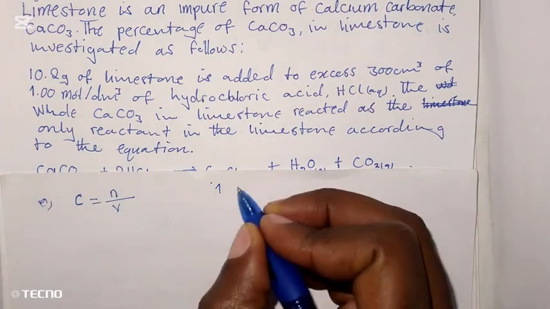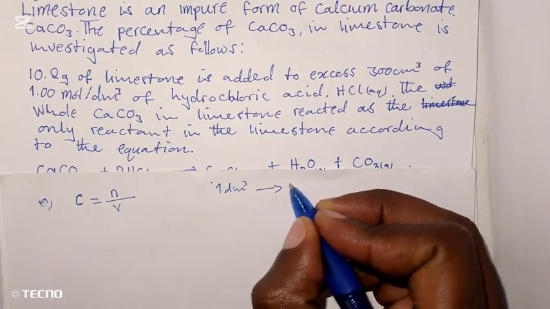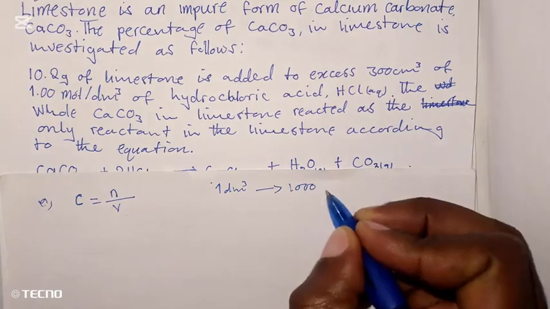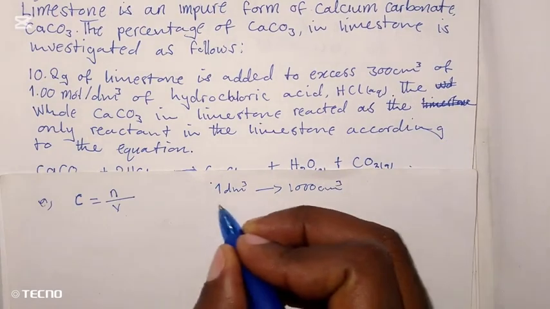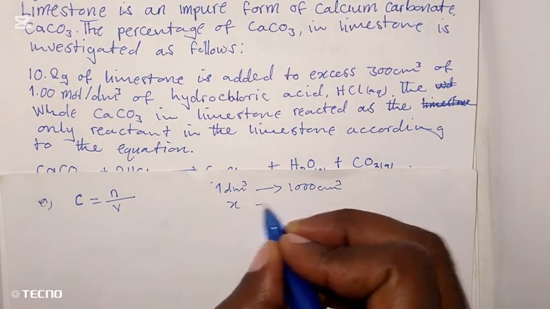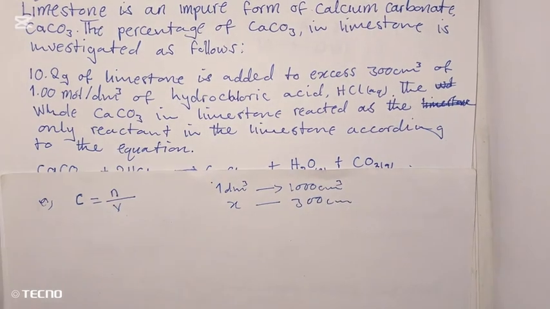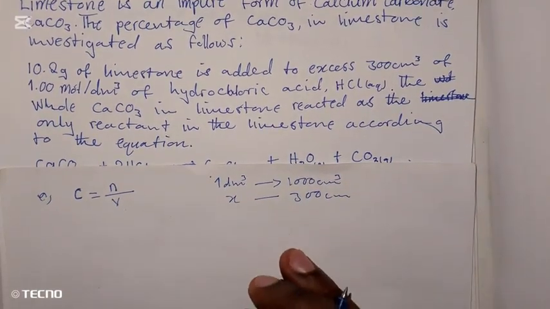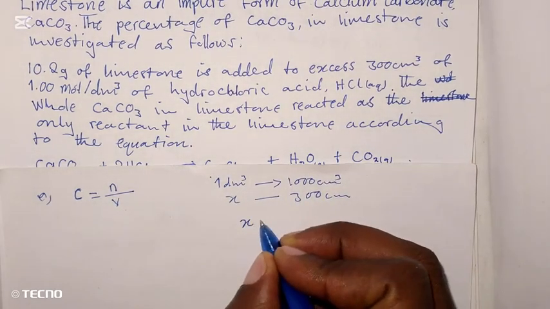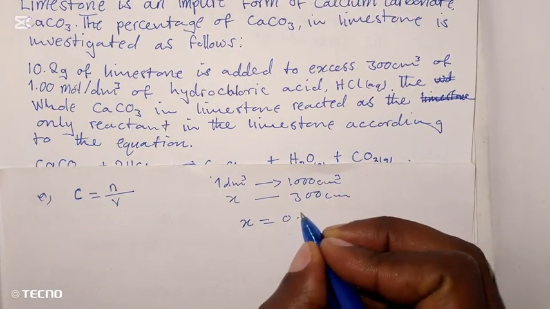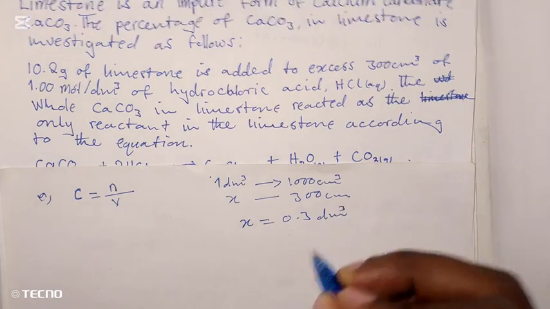1 decimeter cube is equivalent to 1000 centimeter cube. Then what we have been given is 300 centimeter cube. So when we do our calculation, we find that our volume is equal to 0.3 decimeter cube. So this is what we have.